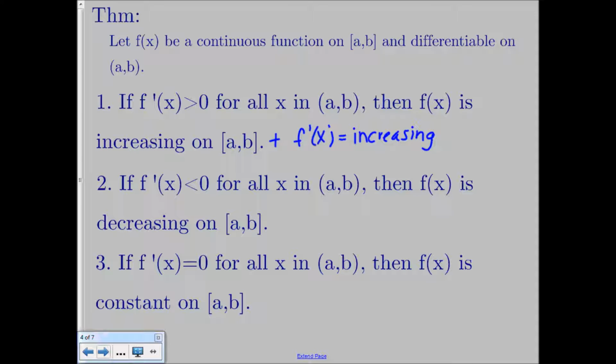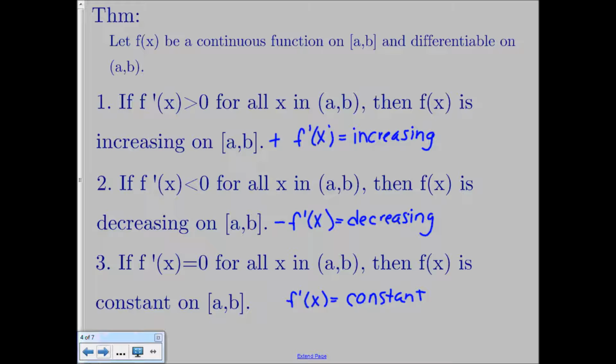So hopefully you're thinking the opposite is true then. If we have a negative derivative, so if we have negative f prime of x, then we know that we're decreasing. And then in the third case that could happen, you could have that your derivative is not less than or bigger than 0, it's actually equal to 0. So if f prime of x equals 0, then it's a constant function on that interval. So that means the y values aren't changing.